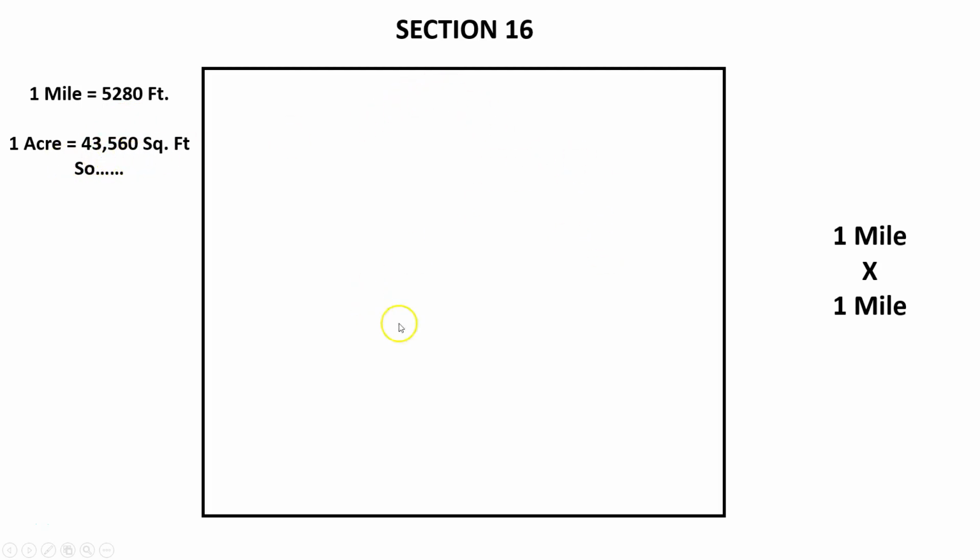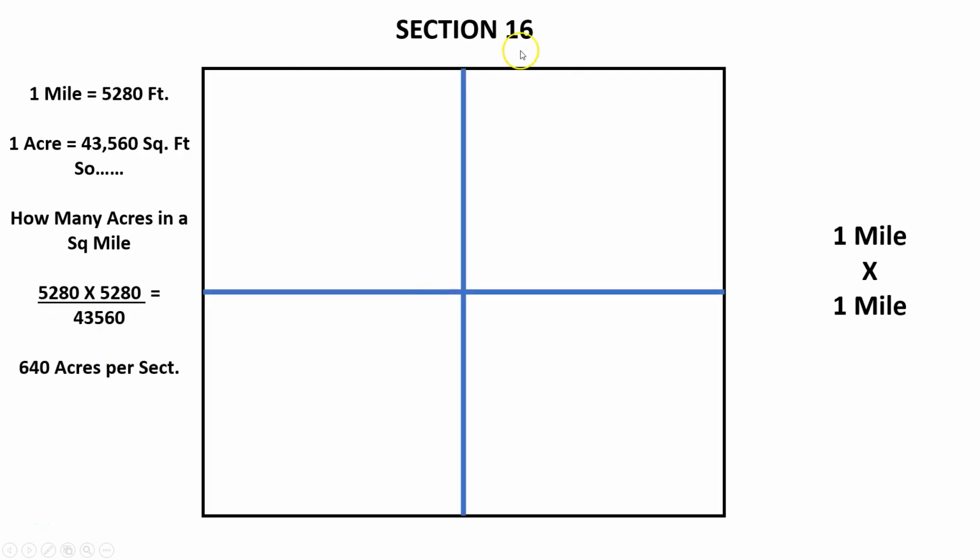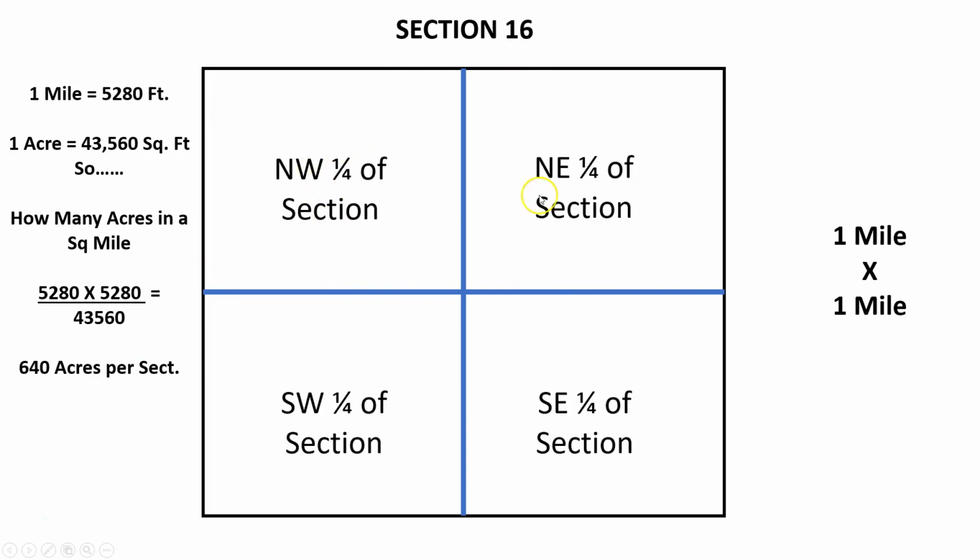So if I wanted to know how many acres were in this 1 mile by 1 mile section, I would multiply 5280 by 5280. That'll give me the total square feet. And then I would divide it by 43,560, and that would give me 640 acres in a section. We then divide this into quadrants, and we call these the northwest quarter of the section, northeast, southwest, southeast. If we divide 640 by 4, then we'll know each one is 160 acres.